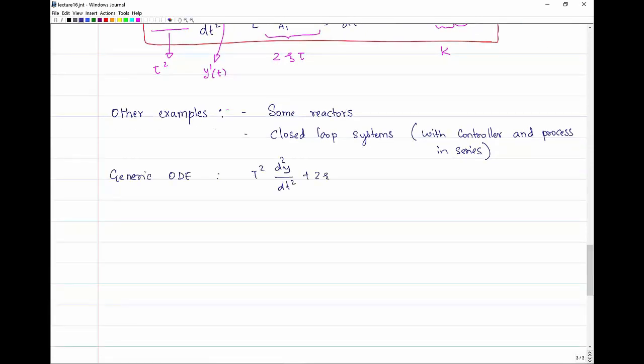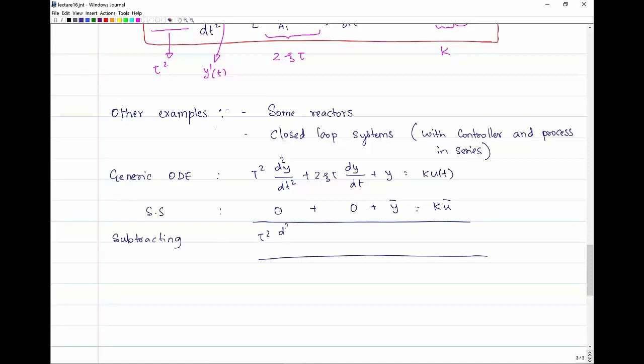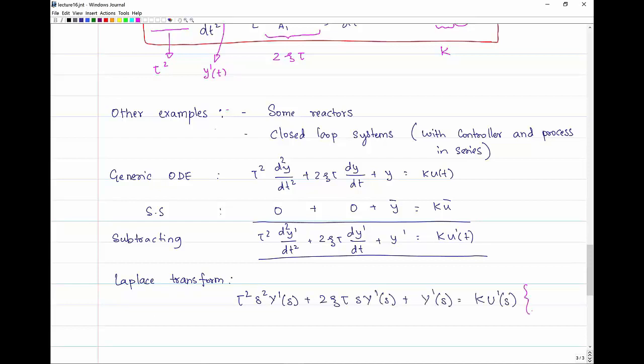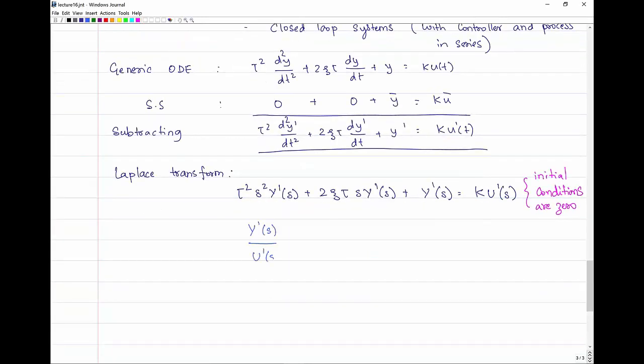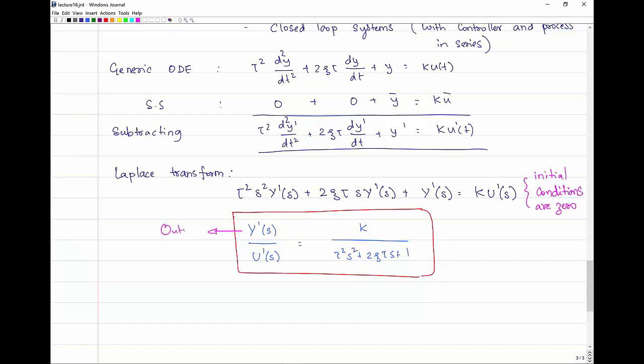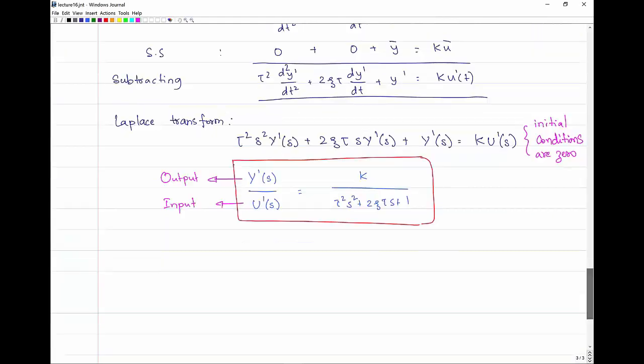Let's try to derive a transfer function for this second order differential equation. We subtract the steady state equation from the generic ODE, resulting in a second order differential equation in deviation variables. Once we take the Laplace transform and rearrange the terms, collecting all the terms involving y and u separately, we can write down a transfer function for a second order system. This transfer function is of the form K over tau square s square plus 2 zeta tau s plus 1. Always remember that on the left hand side we must have the Laplace transform of output in the numerator and Laplace transform of input in the denominator.